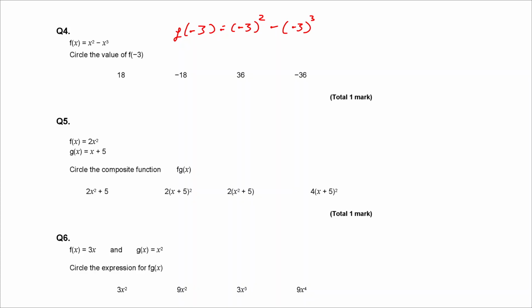cubed. Now if we look at (-3) squared, that's going to give you +9 because you're multiplying a negative by itself twice, and we're taking away this bit here, (-3) cubed. Now this means -3 times -3 times -3. This part here, we've just seen gave us positive 9. If you times that again by -3, you've got one positive, one negative, so you're going to get -27. So the bit in bracket goes to -27. So 9 minus -27 means 9 plus 27, which will give you positive 36, and that's the answer.